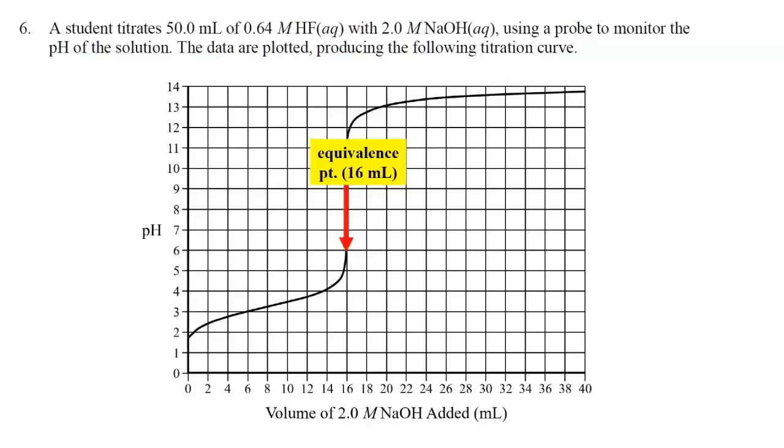So since half of 16 is 8, the location of the half equivalence point would be at a point in the titration when 8 milliliters of the titrant is added. Something special happens at the half equivalence point. At the half equivalence point, the pH is equal to the pKa. So if we estimate the pH of the solution at the half equivalence point, it looks like it's approximately around 3.2 as far as the pH of the solution at the half equivalence point. Remember that pH equals pKa at the half equivalence point.